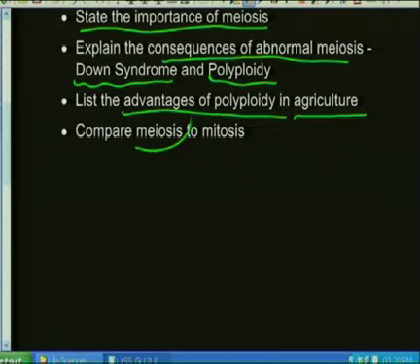Lastly, we go back to your grade 10 and 11 work, where you would compare meiosis, which you're doing this year, with mitosis, which you have done in previous years. So this is the crux of what you need to know. Our questions may not cover all of this, but these are the things that you need to know. Let's start with the questions.